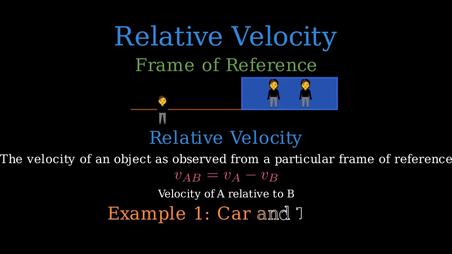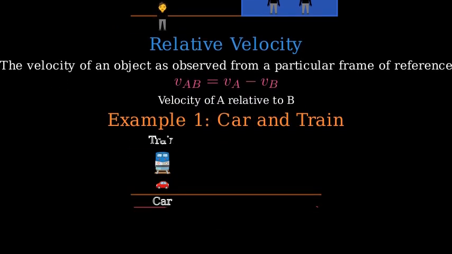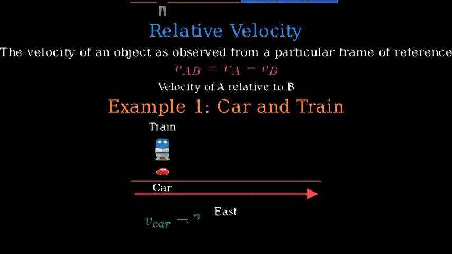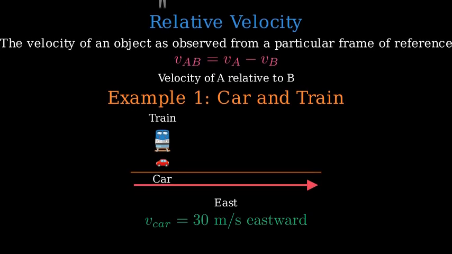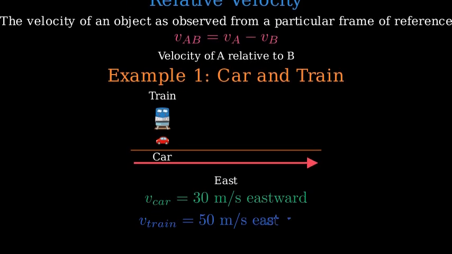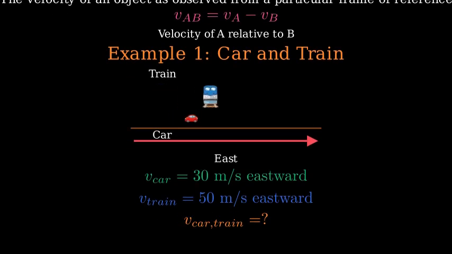Let's look at a simple example. Imagine a car moving at 30 meters per second eastward, and a train moving at 50 meters per second eastward as well. The car's velocity is 30 meters per second eastward. The train's velocity is 50 meters per second eastward. What is the velocity of the car relative to the train?